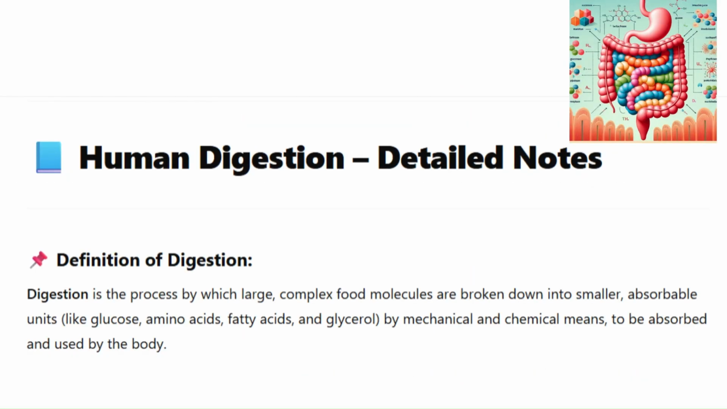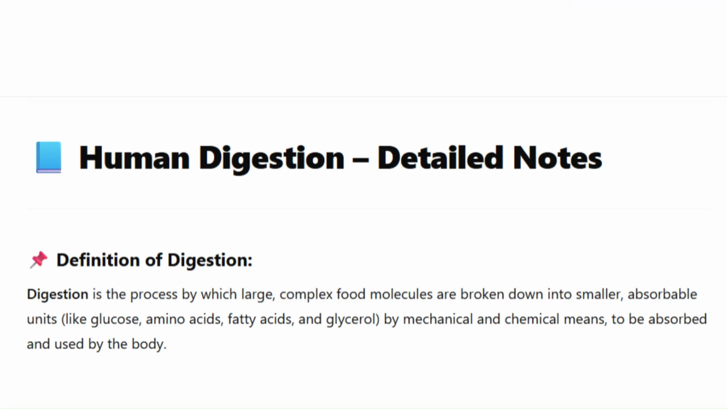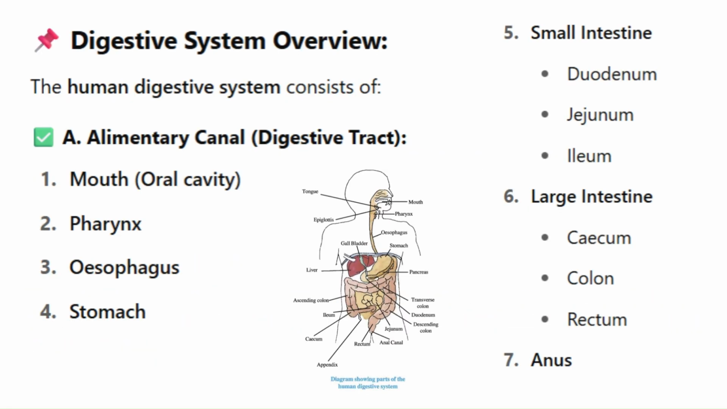Human digestion, detailed notes. Definition of digestion. Digestion is the process by which large, complex food molecules are broken down into smaller, absorbable units, like glucose, amino acids, fatty acids, and glycerol, by digestive enzymes by mechanical and chemical means, to be absorbed and used by the body. Digestive system overview. The human digestive system consists of alimentary canal, digestive tract.